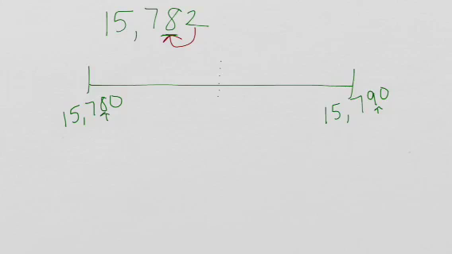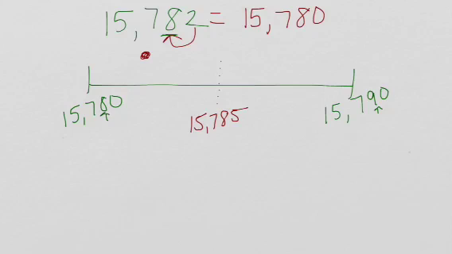Now, I always like to put that halfway mark. And I know that halfway would be 15,785, that 5 being that halfway, directly between the two. Well, looking at my original number, I see it would be on this end of the number line. So 4 or less, we're going to let that rest. The 2 is 4 or less. So when I round that, that would be 15,780.